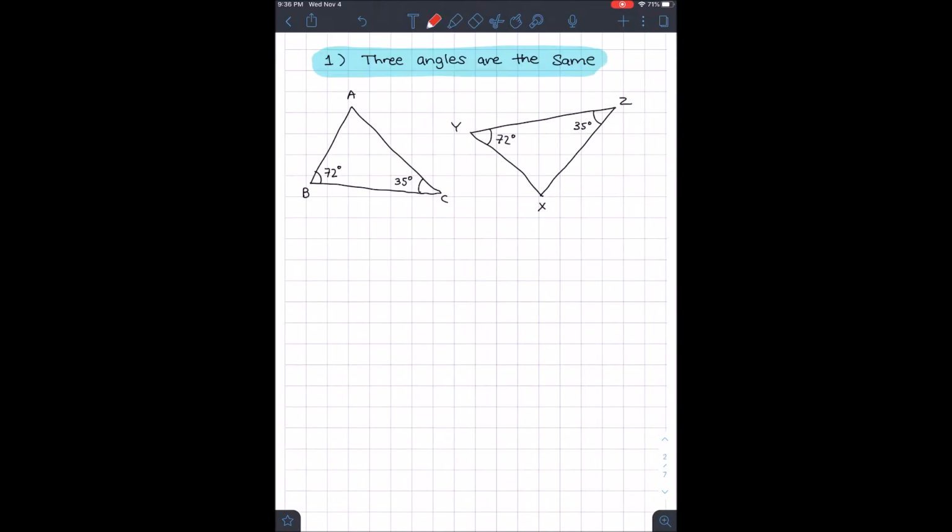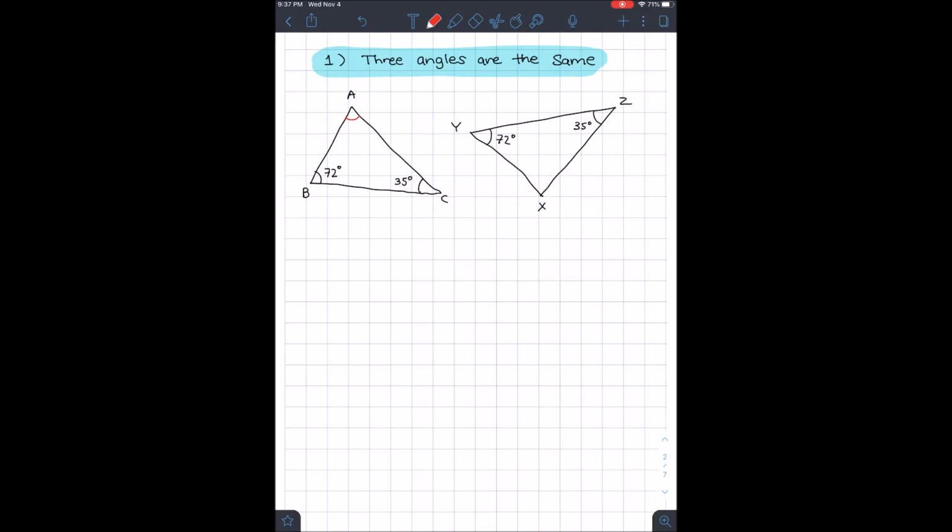The first condition that tells us if two triangles are similar is if three angles are the same for both triangles. Here we have two triangles, triangle ABC on the left and triangle XYZ on the right. If we look at triangle ABC, we can see that one of the interior angles, or the angles inside, is 72 degrees and another angle is 35 degrees. But we have one missing angle inside the triangle, right here.